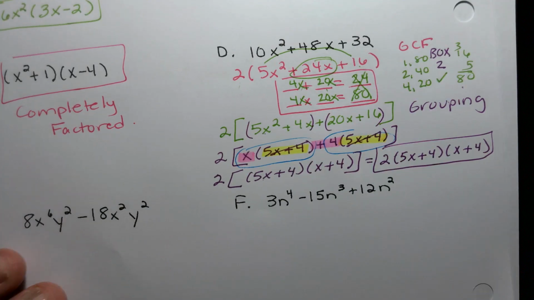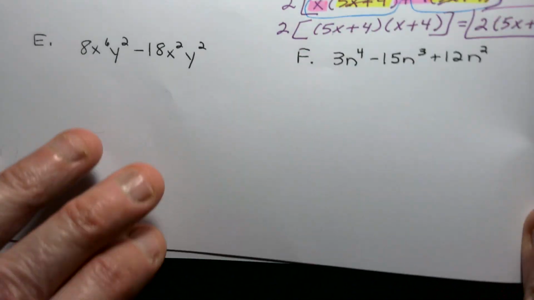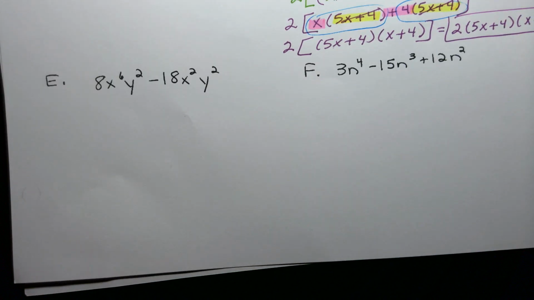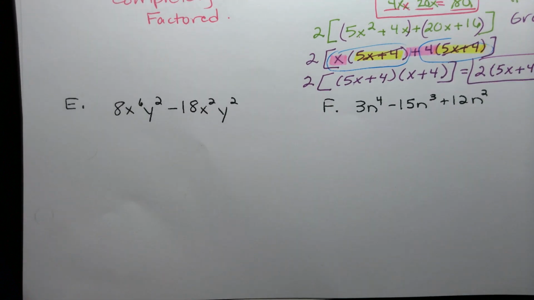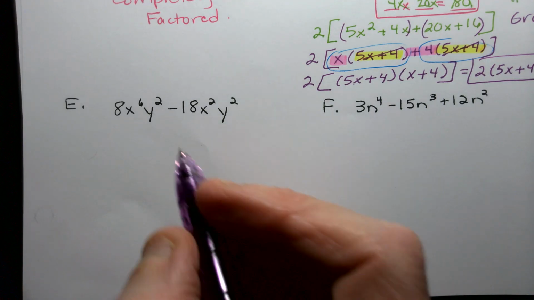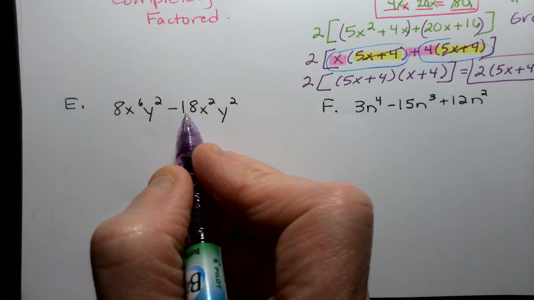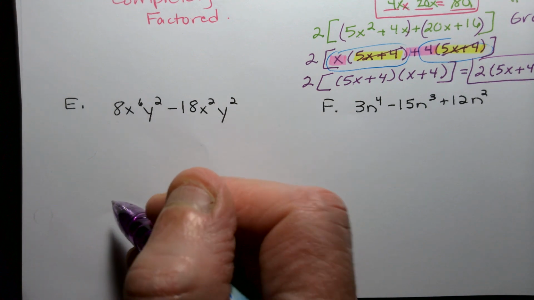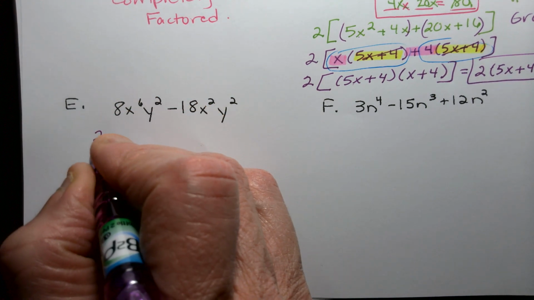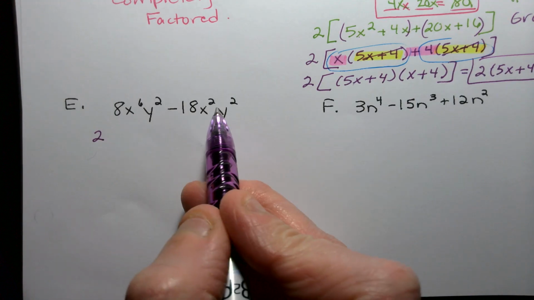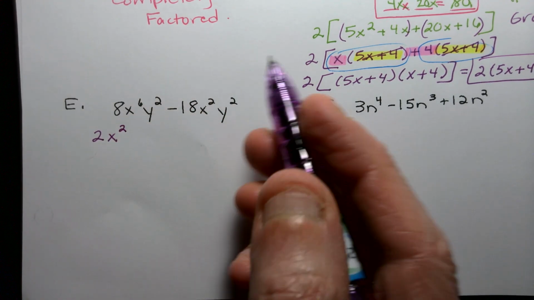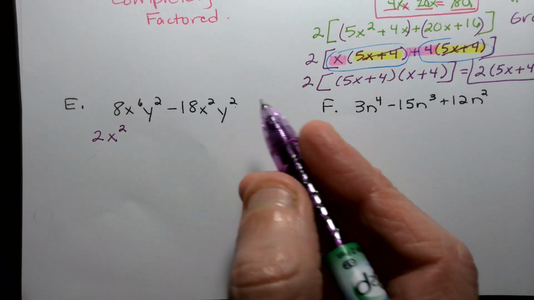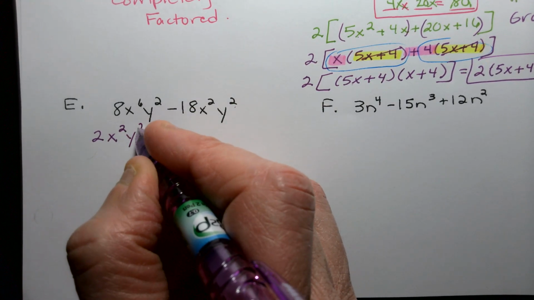All right, let's try another one. Okay, what's the first thing we try? GCF. Is there a GCF on these? Heck yeah, there is. So we've got the 8 and the 18. What can you take out of both of those? Yep, we can take a 2 out. What else? x to the 6th, x to the 2nd. Right, the smaller one. y to the 2nd, y to the 2nd. Well, they both have a y to the 2nd.